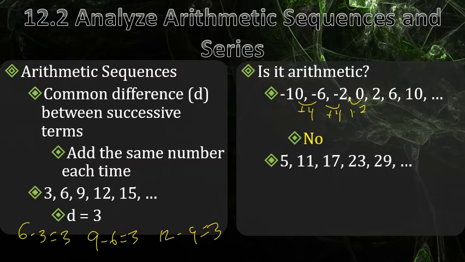How about this one? 5, 11, 17, 23, 29. Is that arithmetic? So 5 plus 6. 11 plus 6. Plus 6. Plus 6. Yes, that one appears to be adding the same thing. We're always adding 6. So yes, and our D is 6.